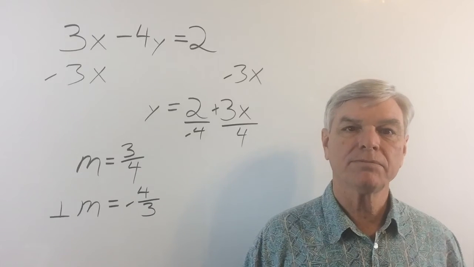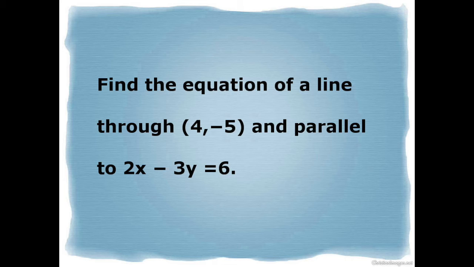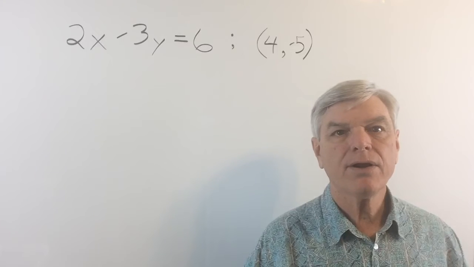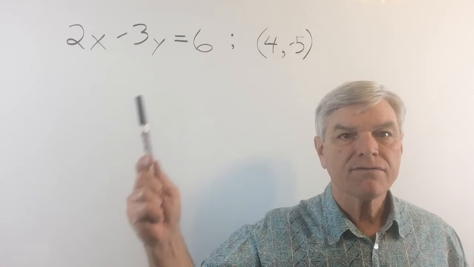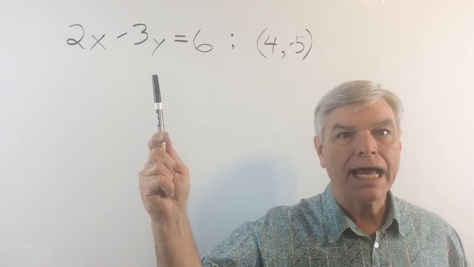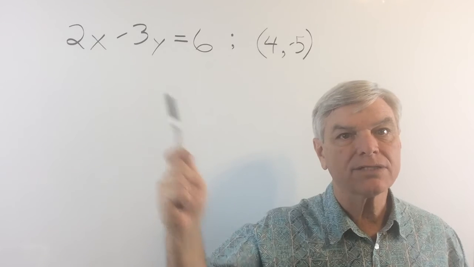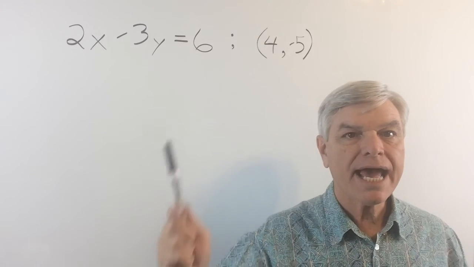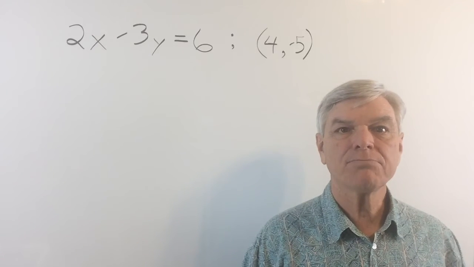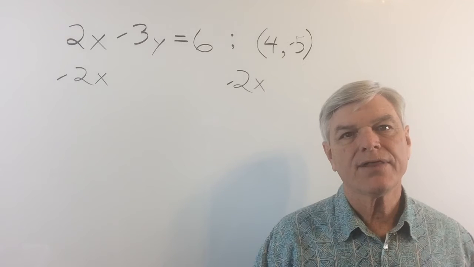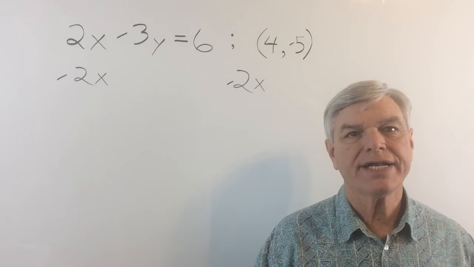Now let's do another problem. Find the equation of a line through 4, negative 5 and parallel to 2x minus 3y equals 6. Now we already know how to find the slope for parallel lines. We're going to find the slope for this line here, and the line that we're going to need is parallel, so it's going to be the same slope, but it's going to have to pass through this point here. So we're going to have to build an equation that does both of those things. There you go, that'll move the x, so let's bring all that down.